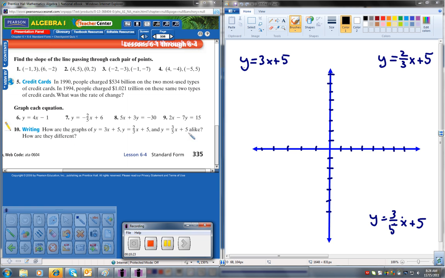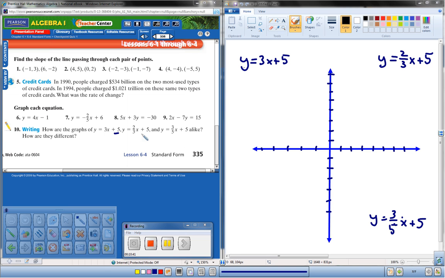The last problem: how are these graphs alike and how are they different? The first thing I notice is that all three equations in problem number 10 are in slope-intercept form. In other words, y is by itself. The next thing I notice is that each one ends with plus 5, which means all of the graphs have exactly the same value of b, which is the y-intercept. So let's find that: 1, 2, 3, 4, 5. Every one of these lines goes through that point right there.